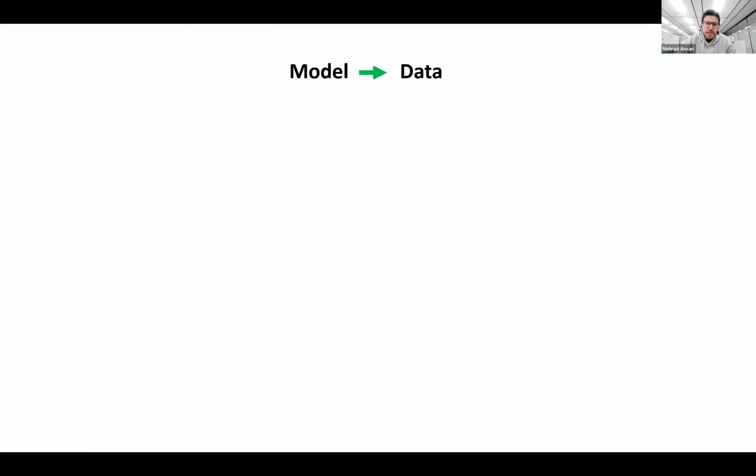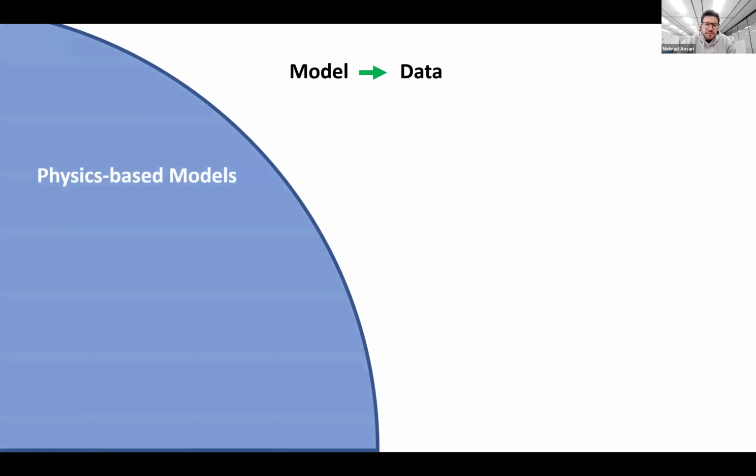So simulations implement the forward process. That is, given some input physical parameters to a model, you can generate synthetic data. Now, this data mostly comes from physics-based models, which are essentially based on first principle calculations and conservation laws.